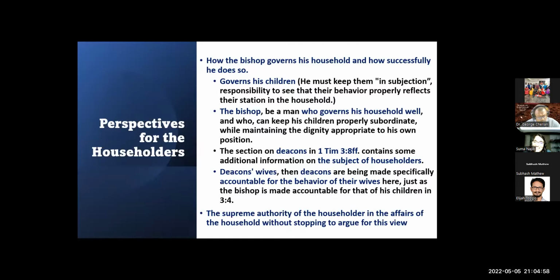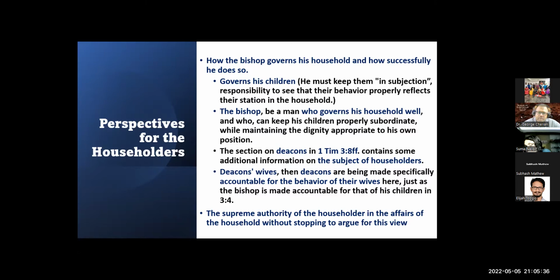Anyway, the perspectives for the householders. Here is the name of the book if you want to look at a book to find the rest: The Household of God, the Social World of the Pastoral Epistles. That is a Society of Biblical Literature dissertation by David C. Verner, 1983. It is there in the book if you want to go and check. I know this article itself is too much for you. Okay, you can go ahead.